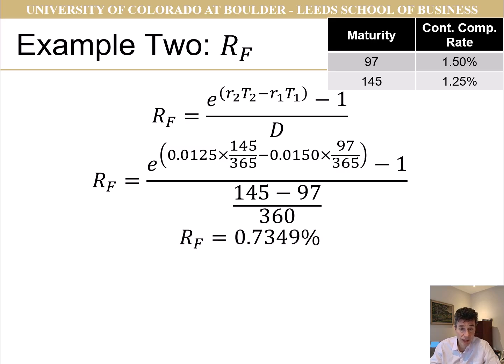We have a fair rate of 0.7349. Again, because the longer dated rate is below the shorter dated rate, the fair rate is lower than either rate. Okay, what do we do with the fair forward rate?